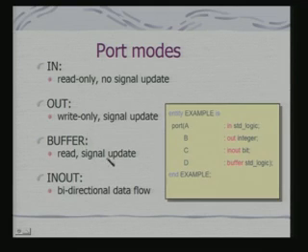Buffer is read, but signal update, that means why signal update? Because the signal would change when it gets updated, and in out is a bidirectional data flow. So, these are the ports which are to be provided with an entity so that it can be connected with other entities. And when a port gets connected with another entity, the connectivity should be consistent in terms of the nature of the port. Okay.